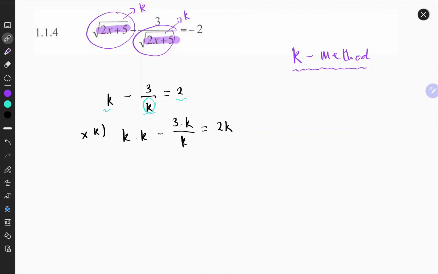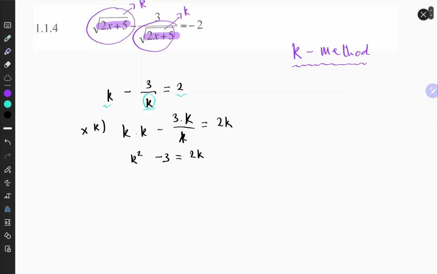Remember, an equation is like a scale. What you do on the left side, you do on the right side. So K times K is K squared. This K and that K cancel out. Minus 3 is equals to 2K. So what we're dealing with here essentially is a quadratic equation because we have a square in the equation. So let's write this in standard form. K squared minus 2K minus 3 is equals to 0.